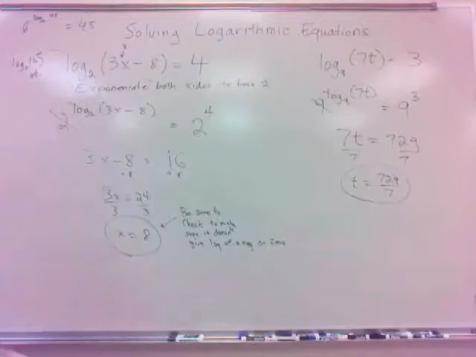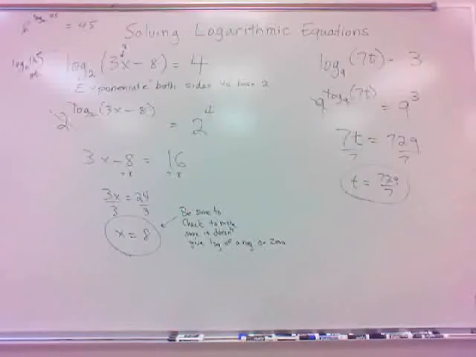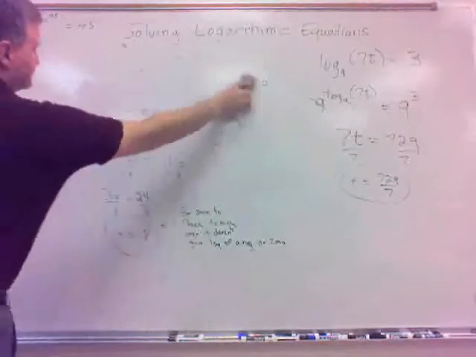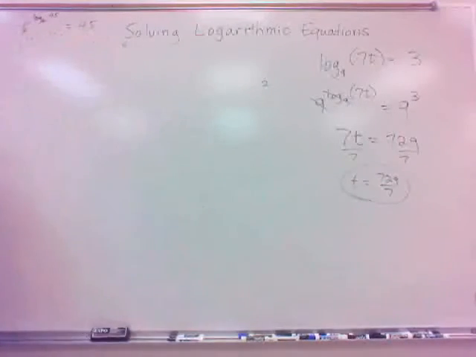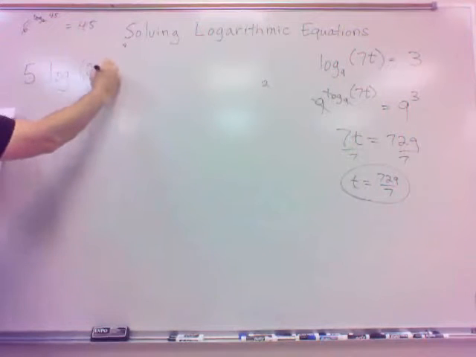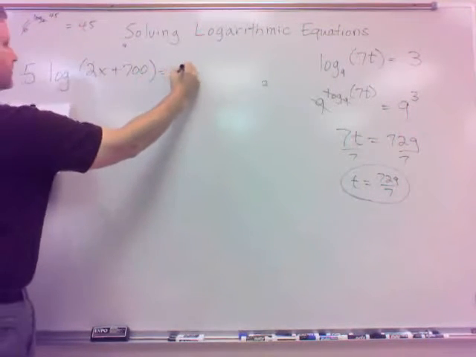Now, a couple of matters to consider here. What if I have this one? What if I have 5 log of 2x plus 700 equals 15?